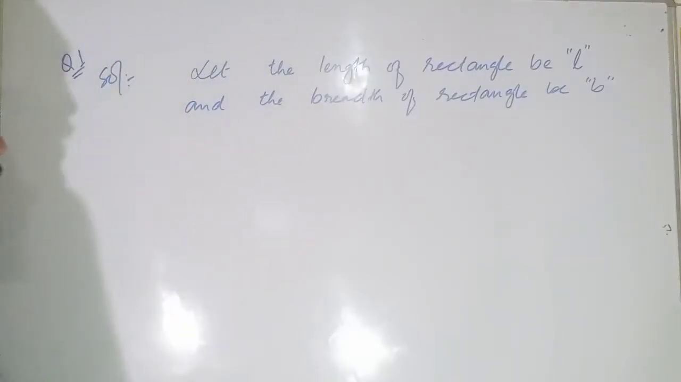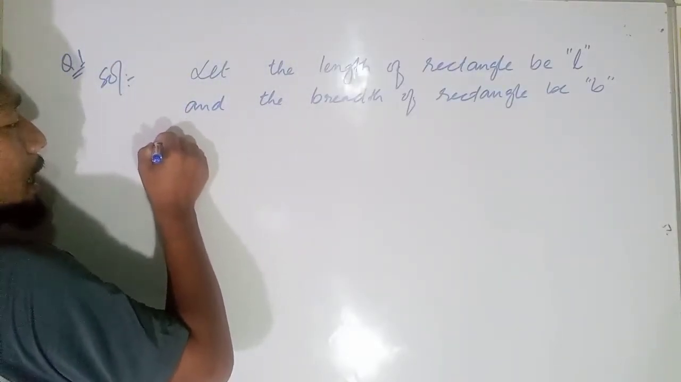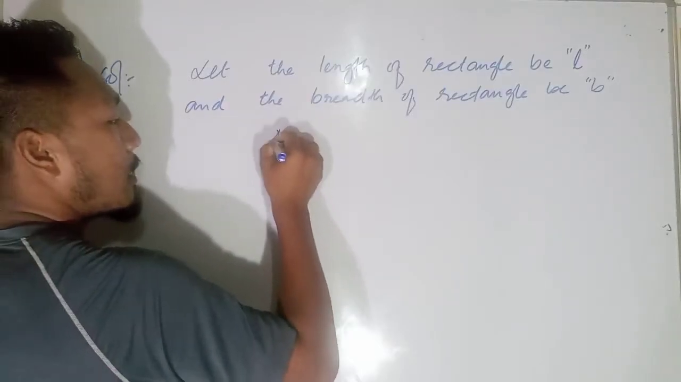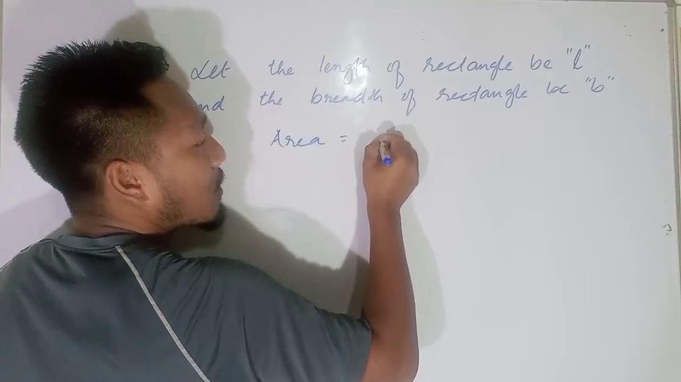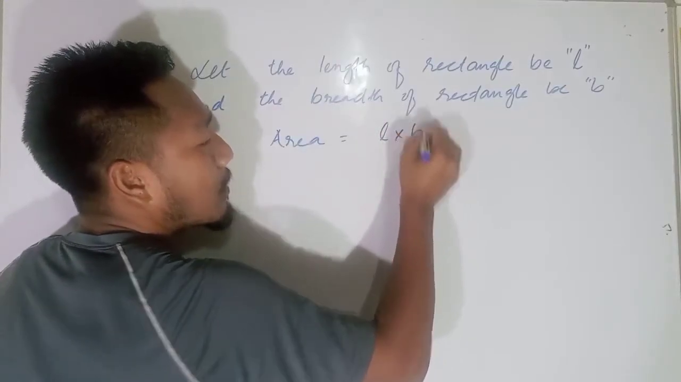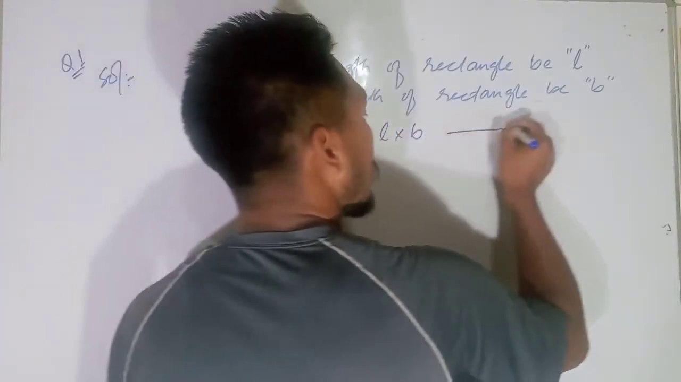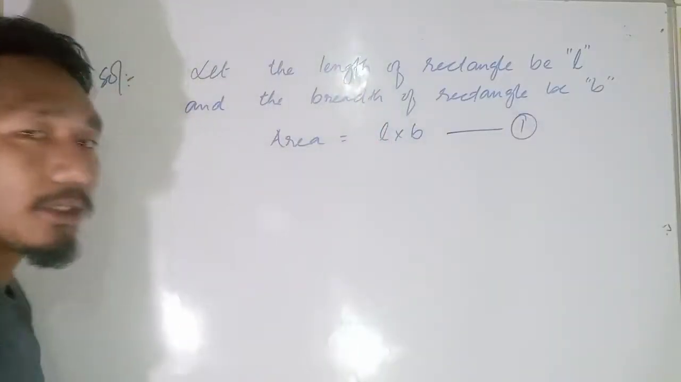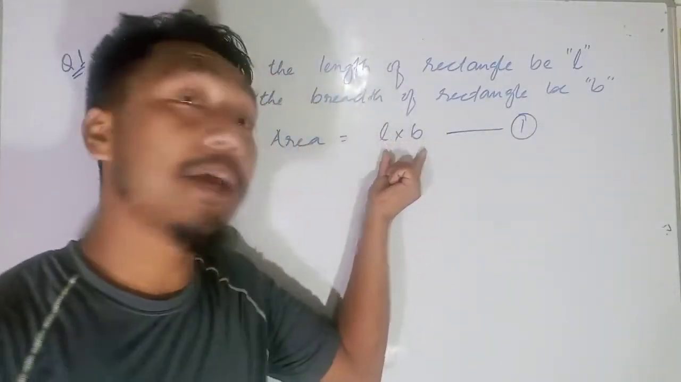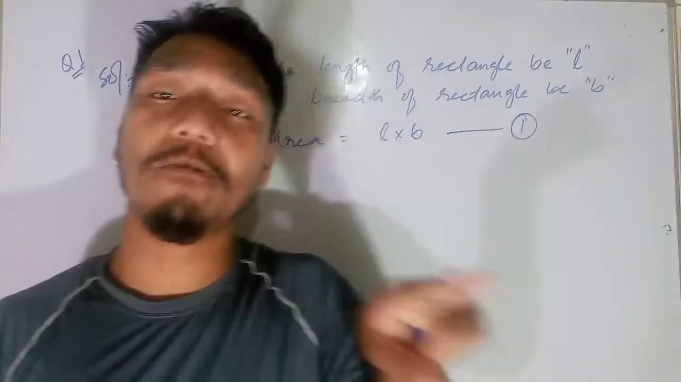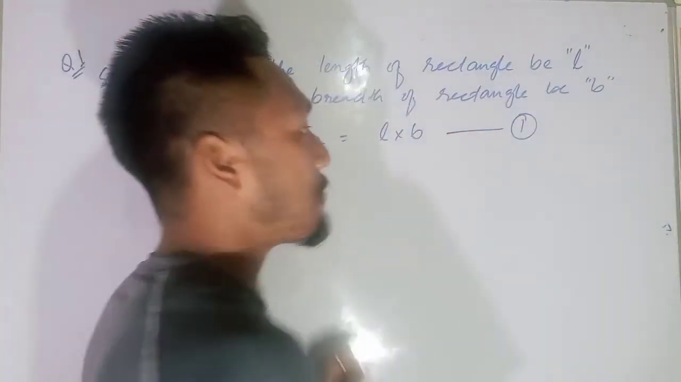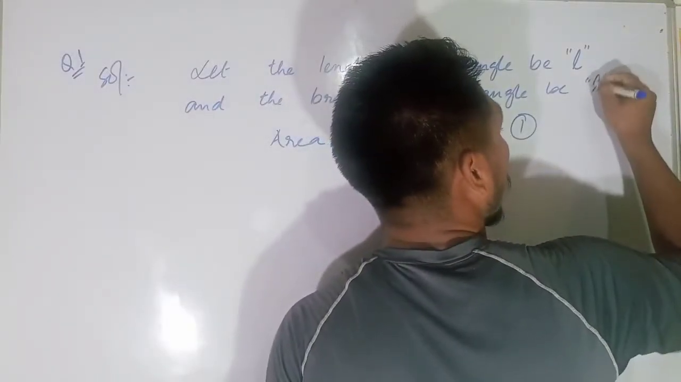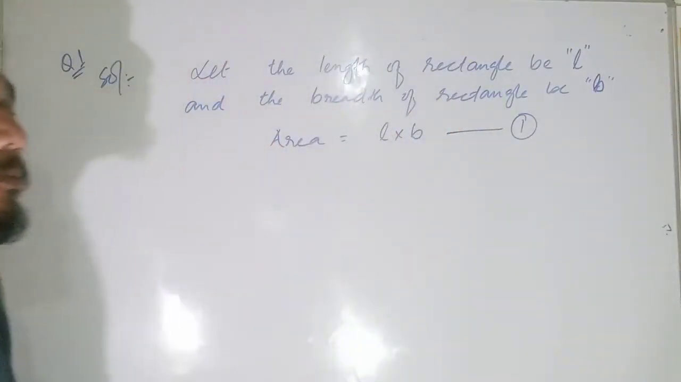Now we know that area of a rectangle is length into breadth. Yes or no? So this is our equation 1. But our question said we have to express this area in terms of breadth only, that is, in terms of B. We have to express this in terms of B only.